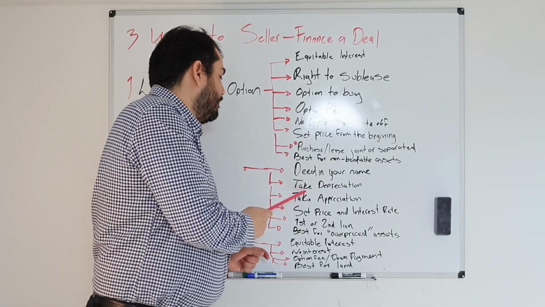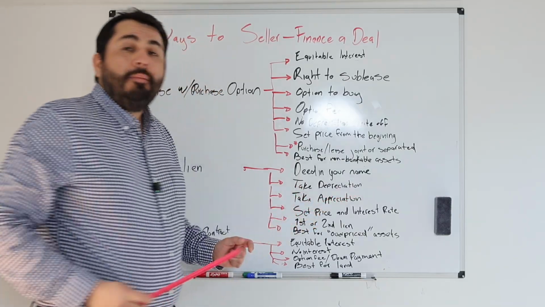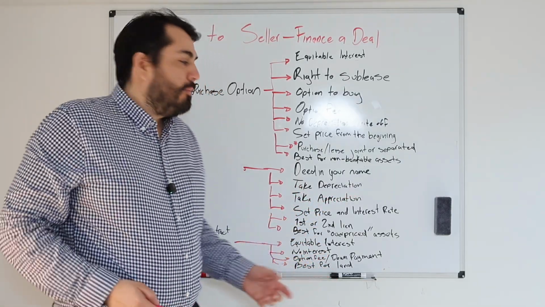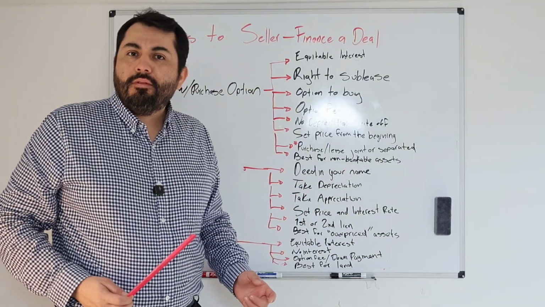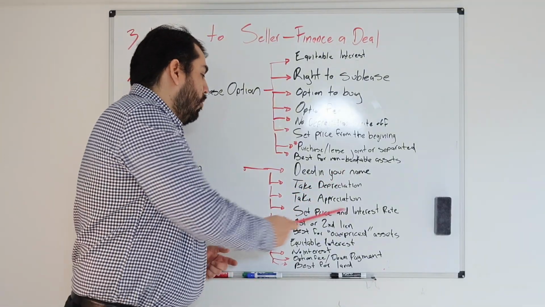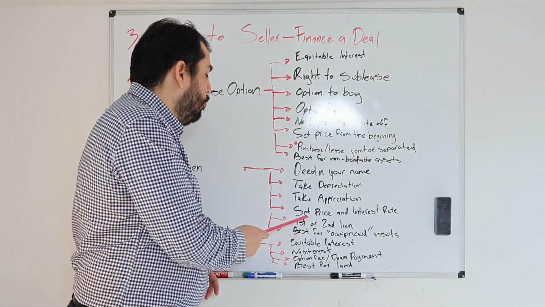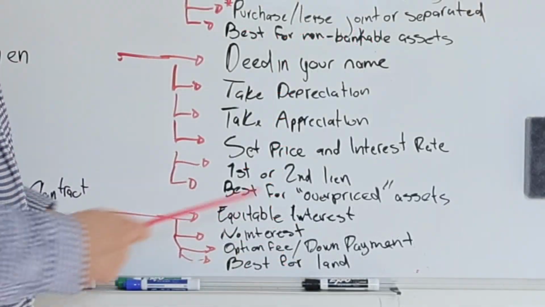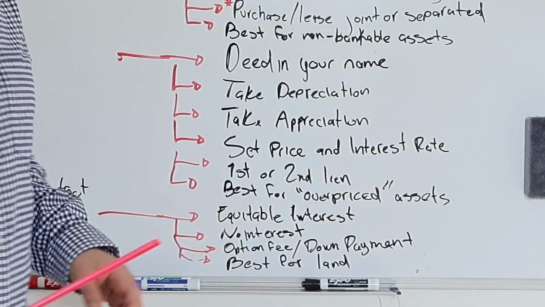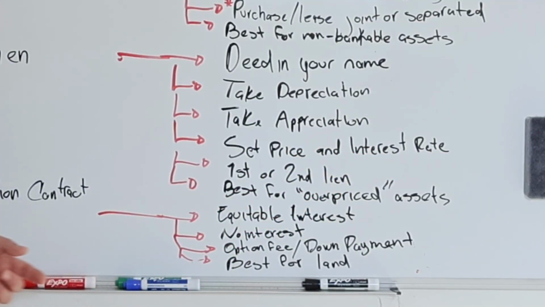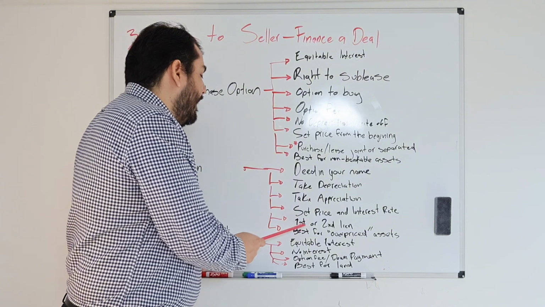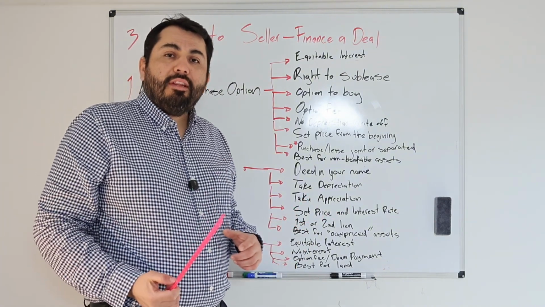Okay, so you will take the depreciation on this deal because the deal is in your name. And also you will take the appreciation as a normal deal. You will set the price and the interest rate from the beginning. Usually here you can have a first or second line.